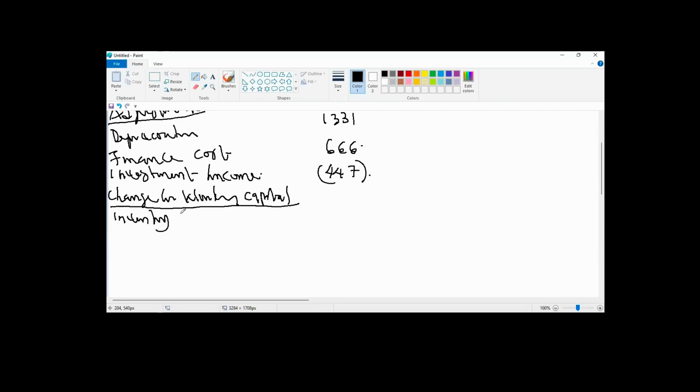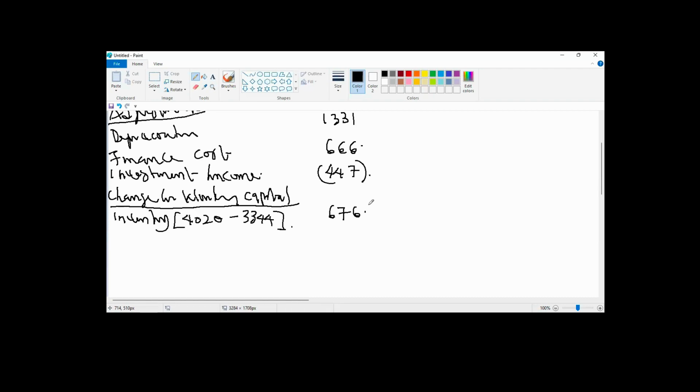Inventory. What is inventory at the beginning? 4020. At the end, you got 3344. That is a decrease in current assets. 4020 minus 3344 is 676. Inflow. Yes, sir. Increase. Next, I go to the next one.